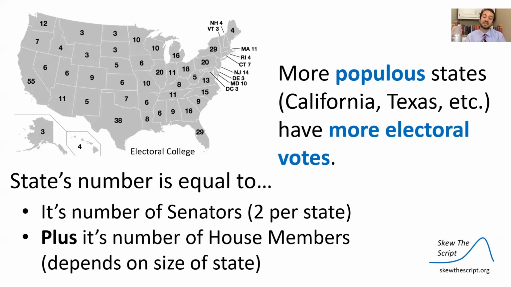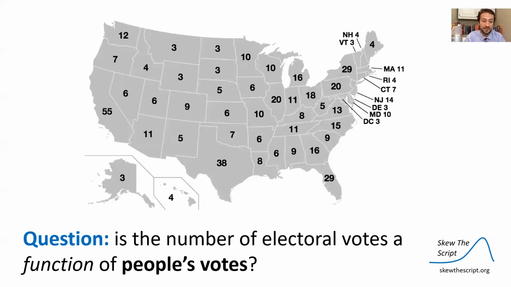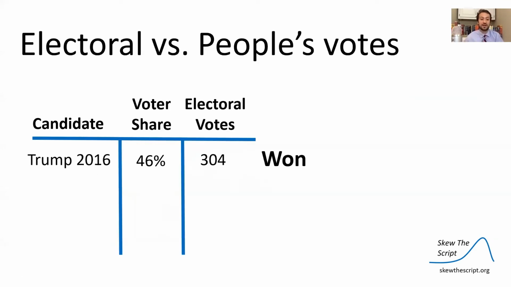More populous states like California and Texas have more electoral votes because they have more House members in the House of Representatives. Whereas low population states, something like Vermont, get at least 3 electoral votes since they have the 2 fixed senators and 1 House of Representatives member. So our main question for today, is the number of electoral votes a function of people's votes, of individual Americans' votes? That's our key analysis for today.